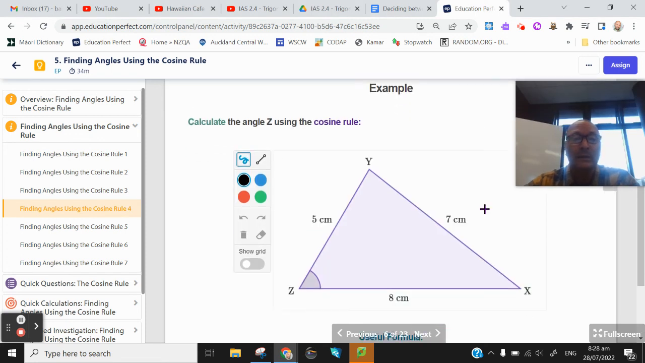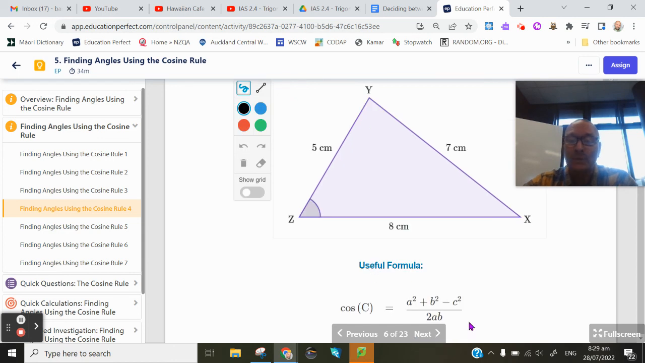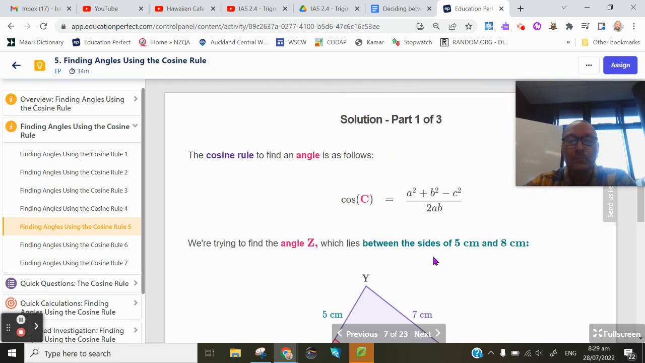All right, so calculate the angle Z using the cosine rule. Since the Z is the angle that I'm looking for, we're going to call that angle C. That means the 7 is going to be length C, and the 5 and the 8 are A and B, and it doesn't matter which one you call A or which one you call B. Okay, so there's the formula you're going to go ahead and use.